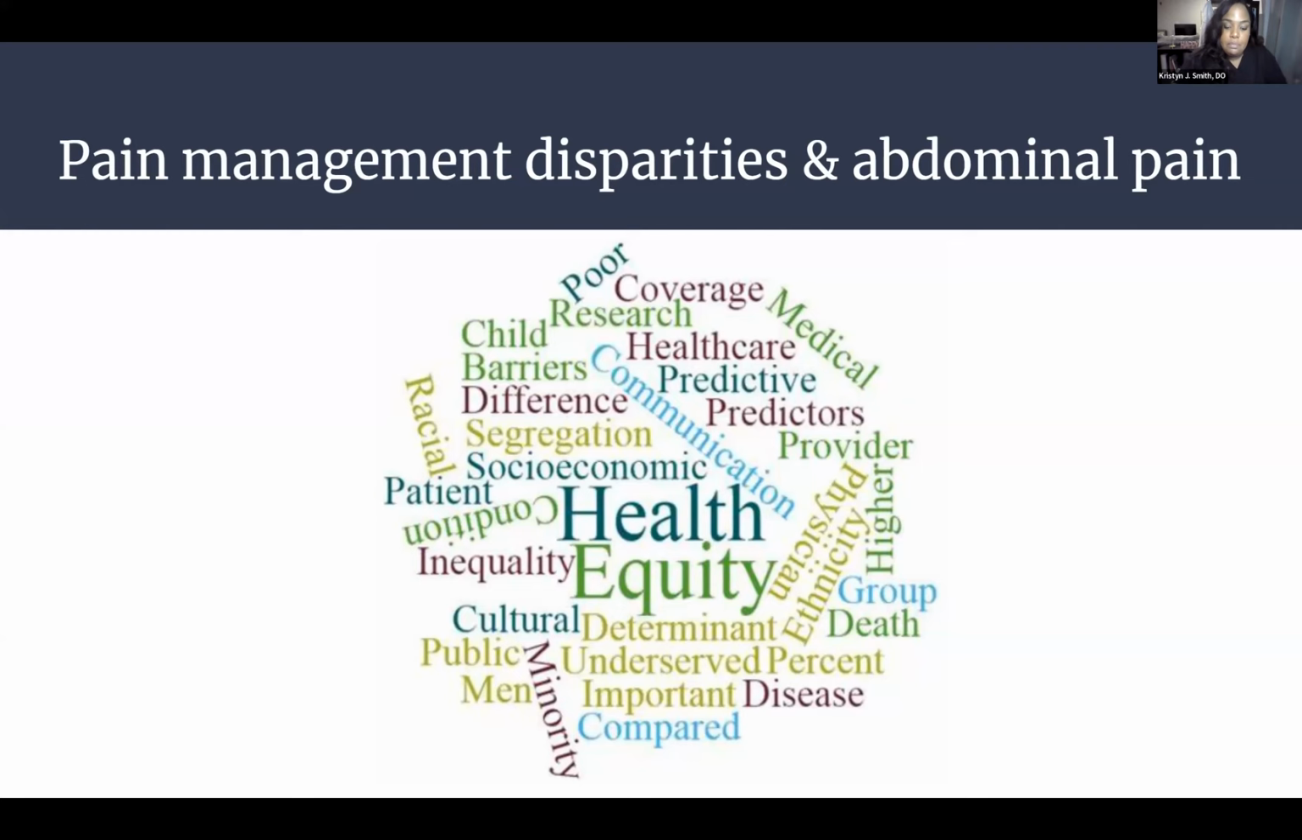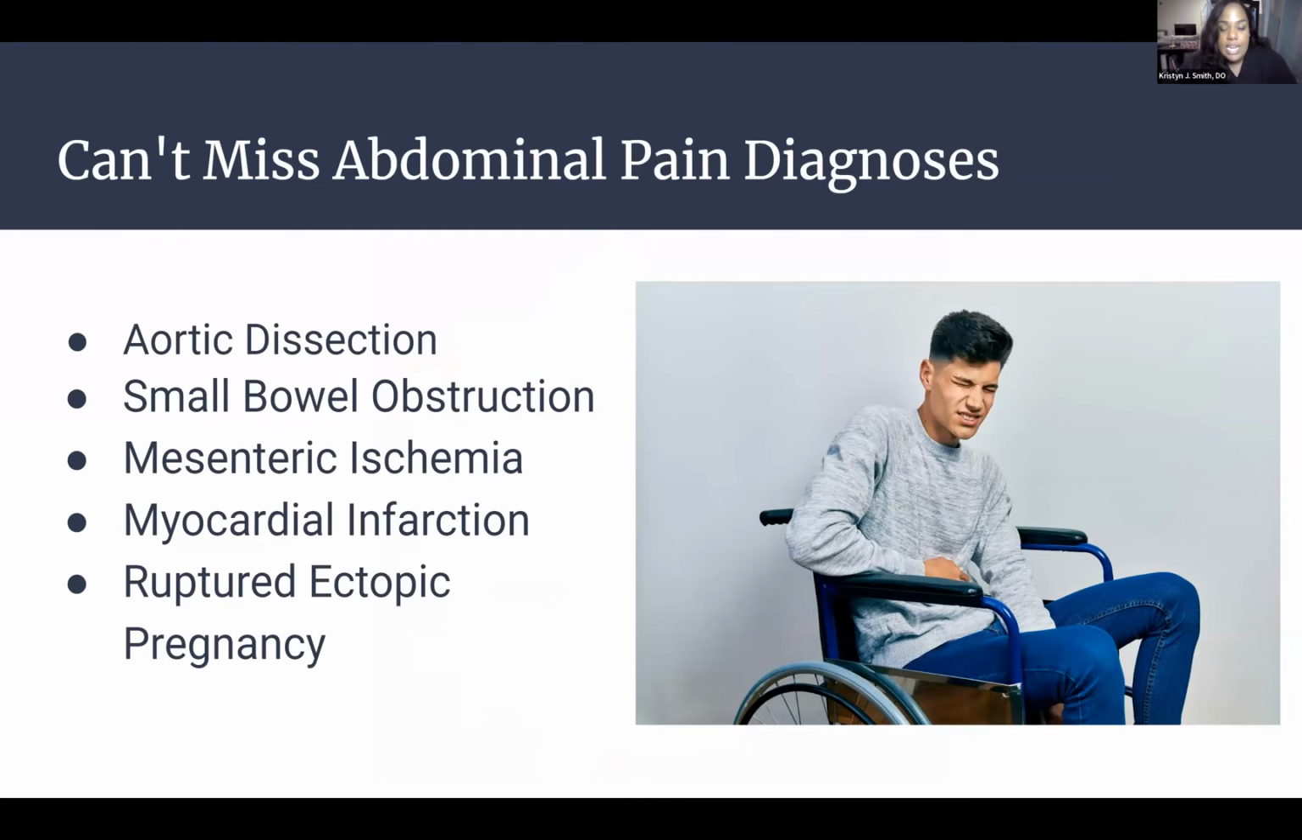So just to recap, we've now discussed how you should gather your history when approaching a patient with abdominal pain, things that you should consider when performing your physical exam, and different findings that you should be looking for, so specific findings of pathognomonic diseases. And you should also be considering how you're going to work up your patient, including how you're going to treat the patient and manage their symptoms.